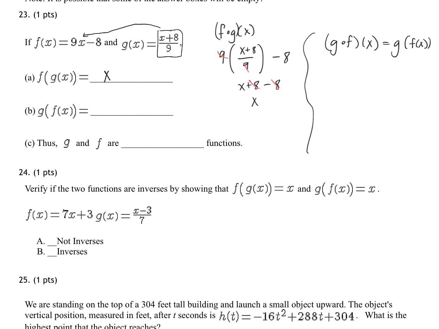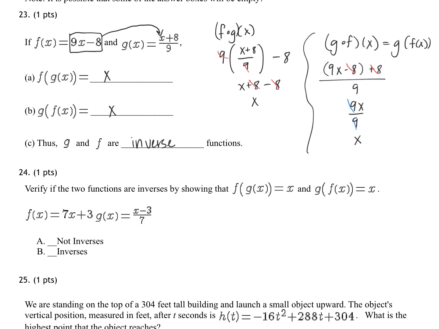So now we're going to go the other way. We're going to plug f into the x of g. So this will be 9x minus 8 plus 8 all over 9. So now we can cross out the 8s, and that would leave us 9x over 9. We could then cross out the 9s, so we would just get x. And since we got only x by itself in both cases, we can say that f and g are inverse functions.